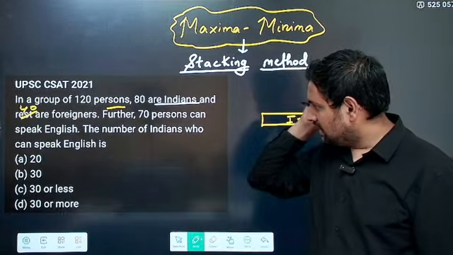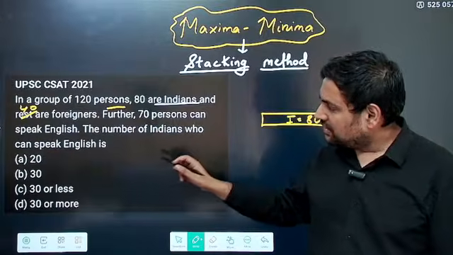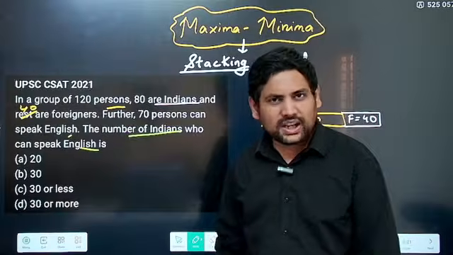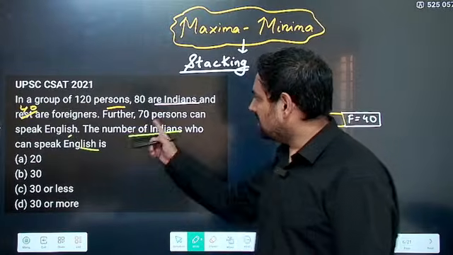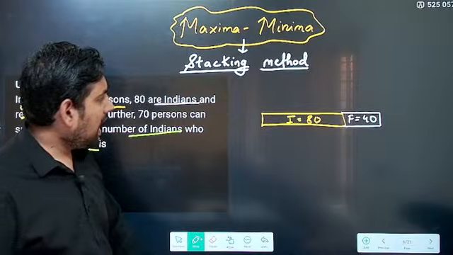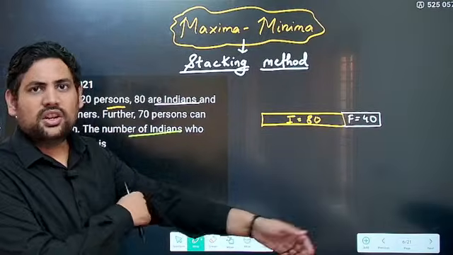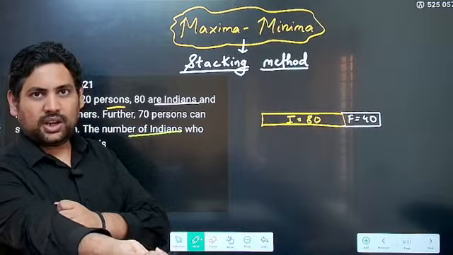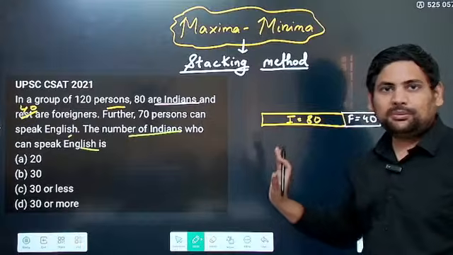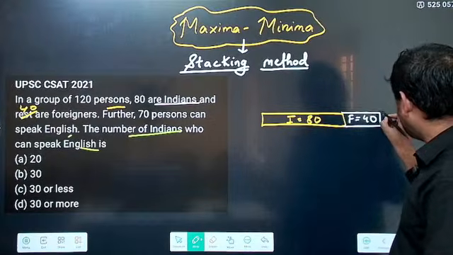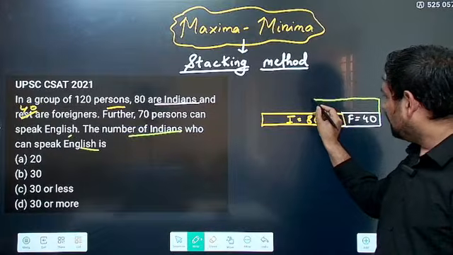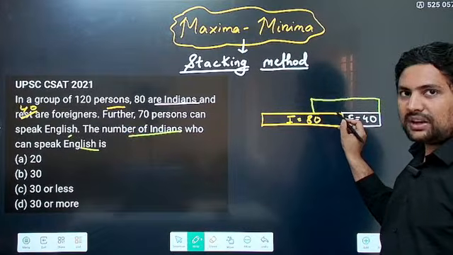Further it says 70 can speak English. The number of Indians who can speak English is, so we can actually find the complete range. Now 70 people can speak English. What I will do with English is I will start assigning English from both the extreme ends. So I start from here. I have to provide 70 people who speak English. I start from this end. Now I see 40 is completed. Then I have to go more, because I have to go till 70.